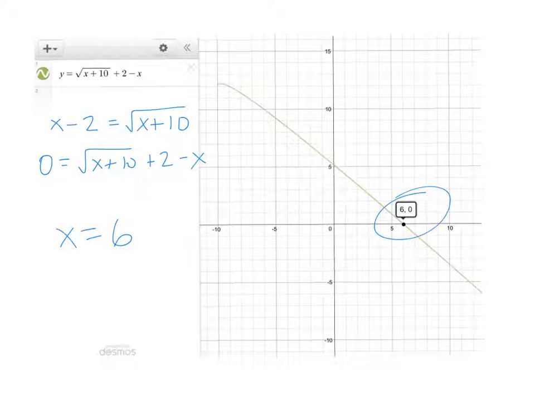If you're going to solve graphically, you do need to make sure that you zoom out enough to make sure that you only have that one solution.